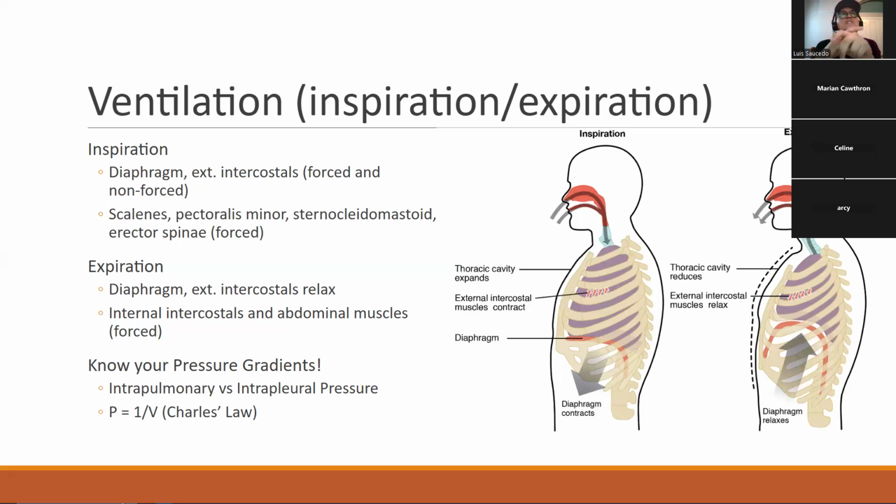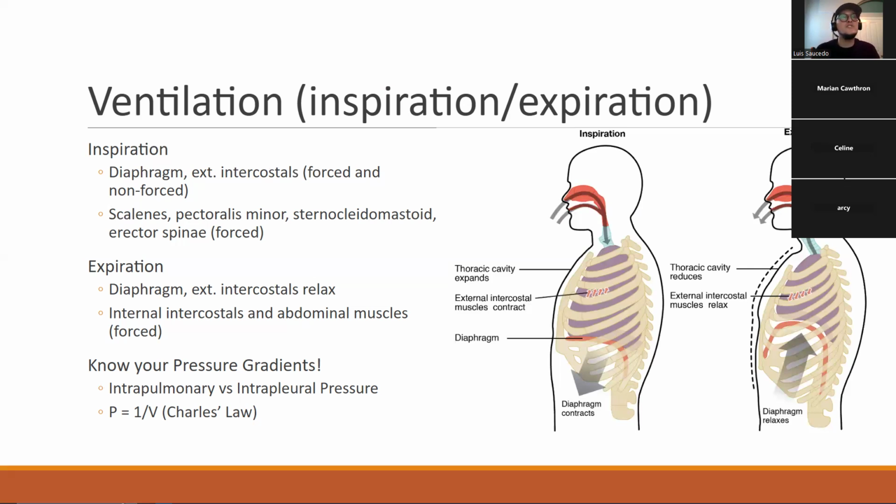So you can be asked, hey, what muscles are involved with non-forced inspiration versus what muscles are involved with forced expiration, or inspiration and expiration. For expiration, again, the diaphragm is always involved. The external intercostals will relax, and then it's your internal intercostals and your abdominal muscles that bring in the chest cavity back down to allow you to exhale the breath with the CO2.